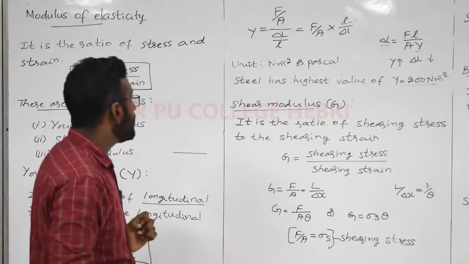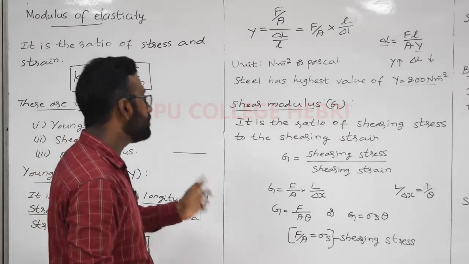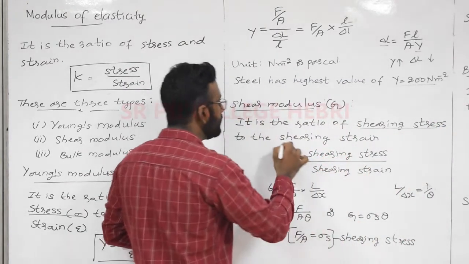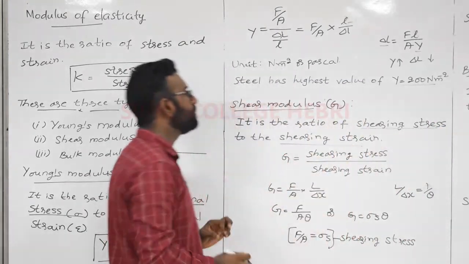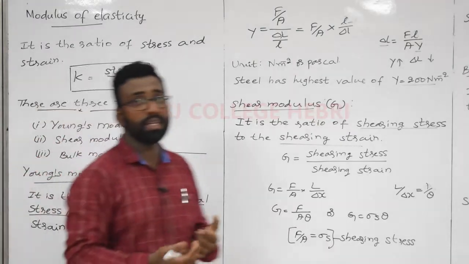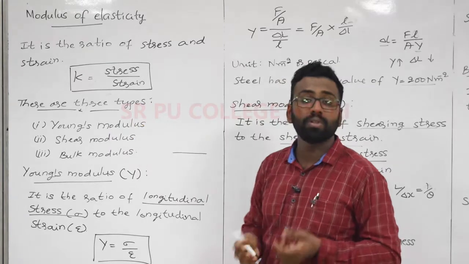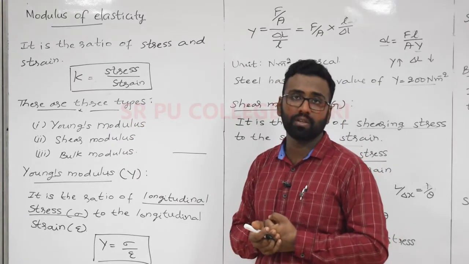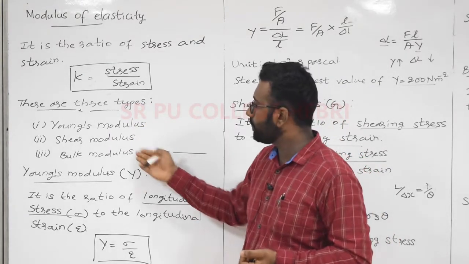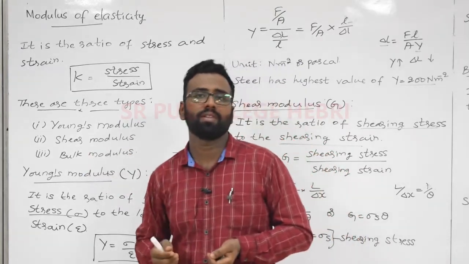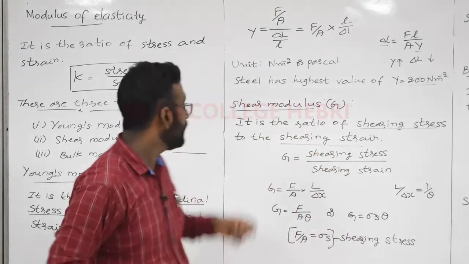Next one is shear modulus. It is the ratio of shearing stress to shearing strain. The definition is very simple, and if you are lucky, you will get this as a 3-mark question. What are the types of modulus of elasticity? Young's modulus, shear modulus, bulk modulus. If you write this much, you will get 3 marks. But you need to be very lucky.